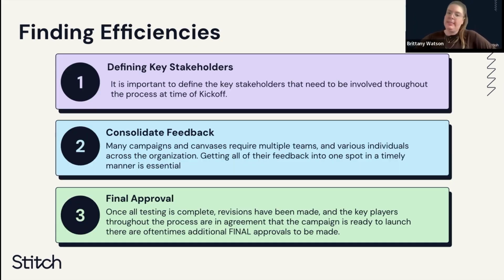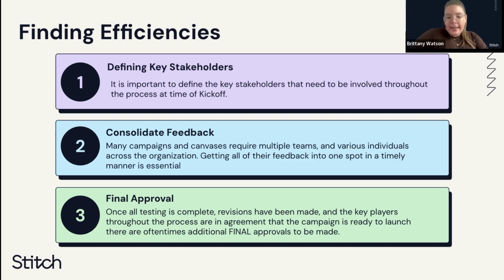So finding some efficiencies. Again, these are the three main areas that I have seen a lot of clients have success with. So the first one is defining your key stakeholders. It's important to really define who these people are going to be and to what degree they're going to need to be involved throughout the entire process. And the earlier we define who these folks are going to be and give them a heads up, the smoother down the road things are going to work out.